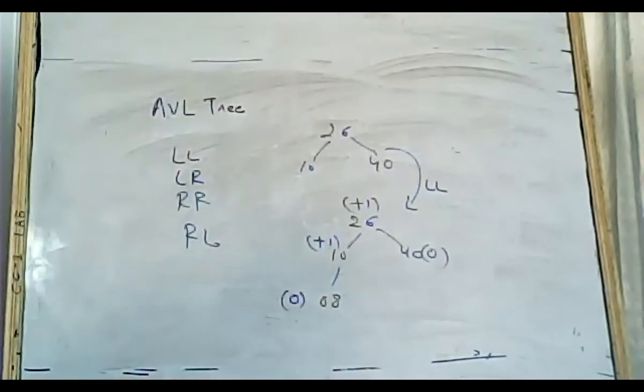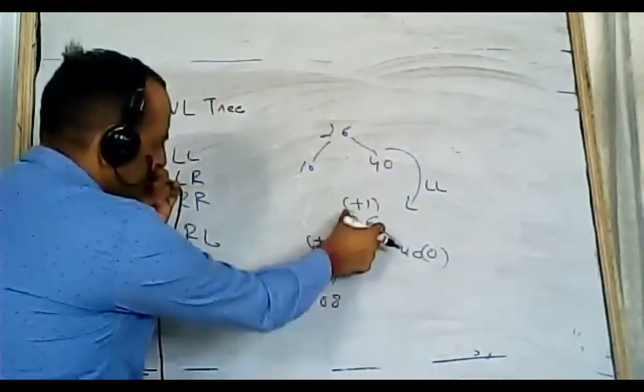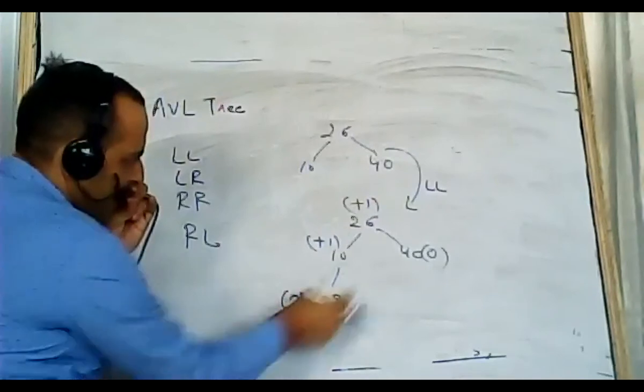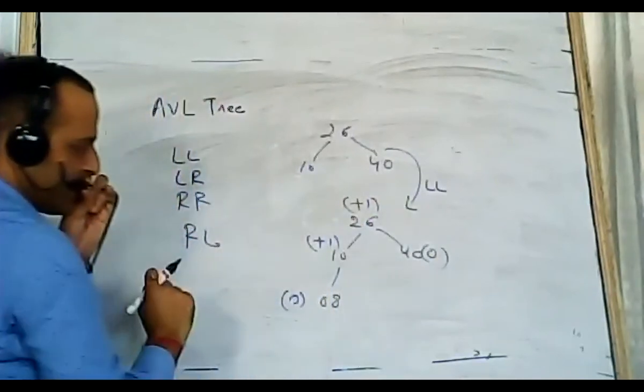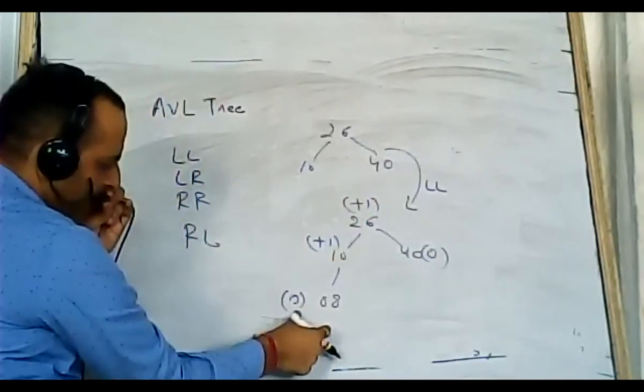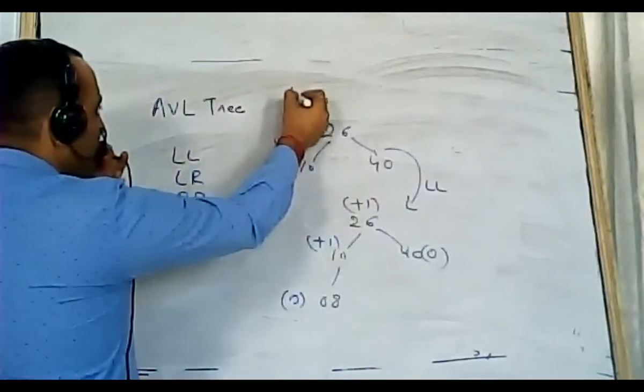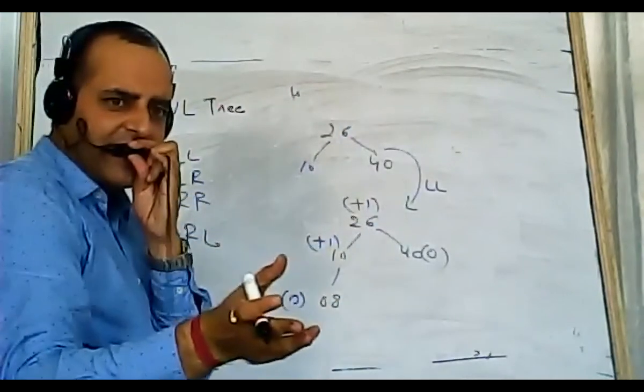Sir, how are you subtracting here? 2 minus 1, I repeat. See, 3 minus 2. You forgot the formula: height of left tree minus height of right tree. Okay, sir. So it is a binary search tree with a condition.